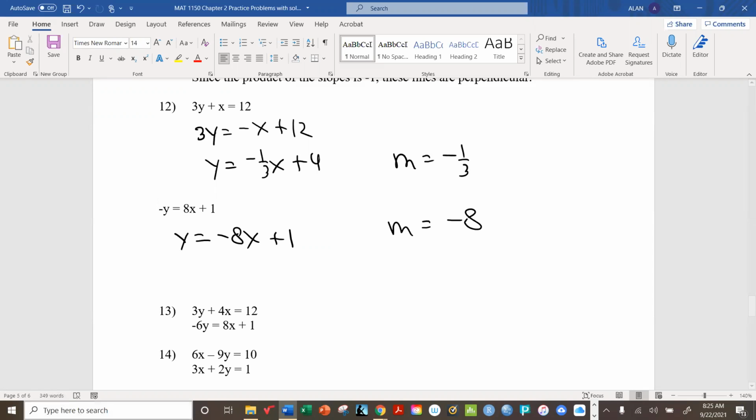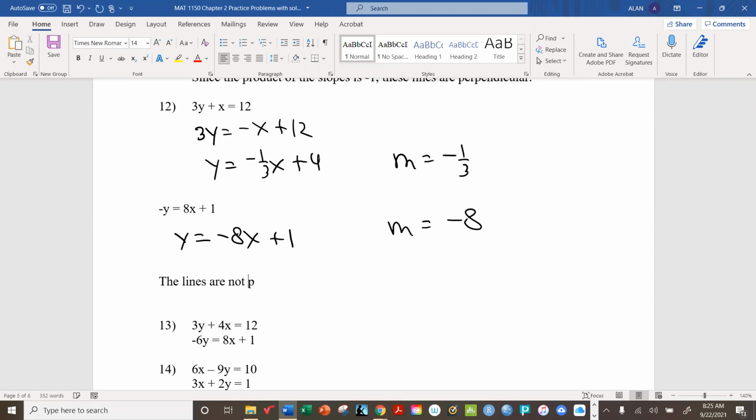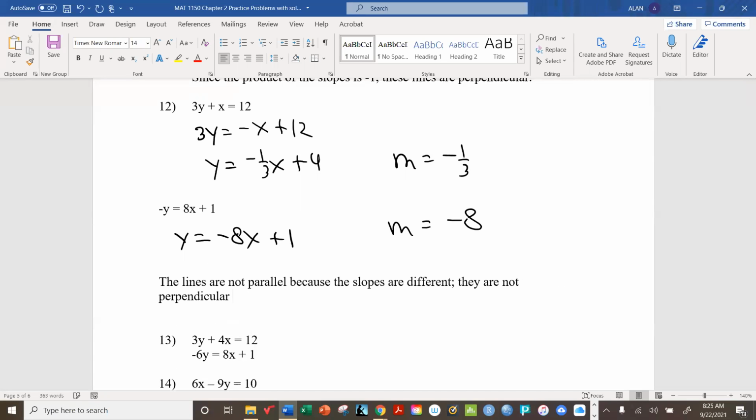Okay, so this one's different because, if you can see, the lines are not parallel because the slopes are different. They're not perpendicular because the product of their slopes is not -1. Okay, so they're neither. All right, so many lines are neither perpendicular nor parallel. This is one of those cases. The answer is neither, and you can see we just proved it.